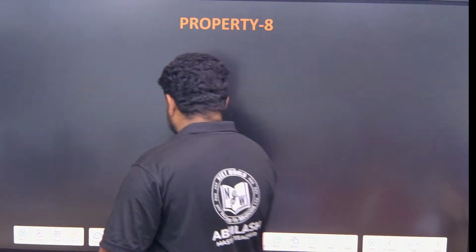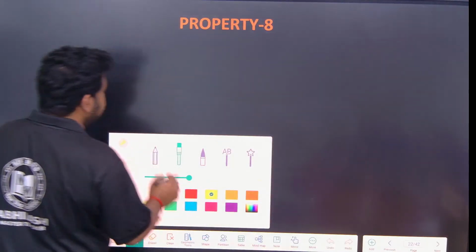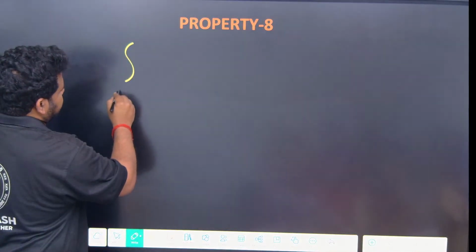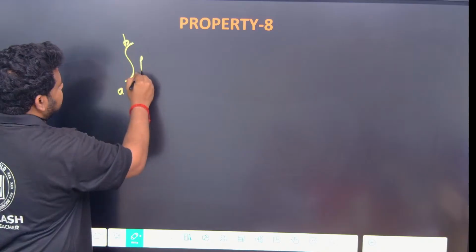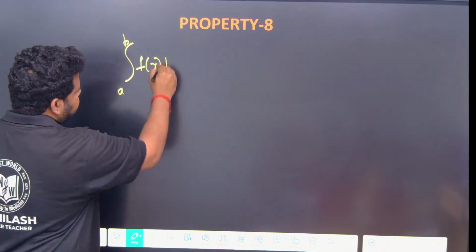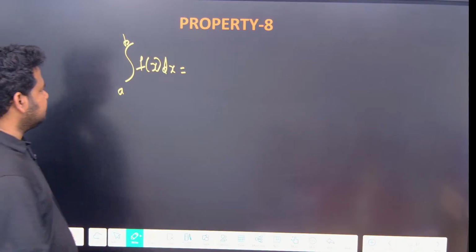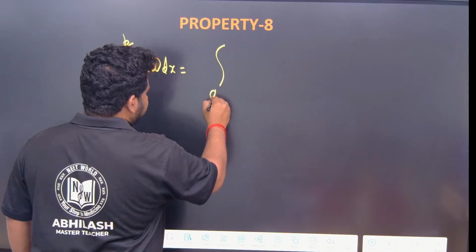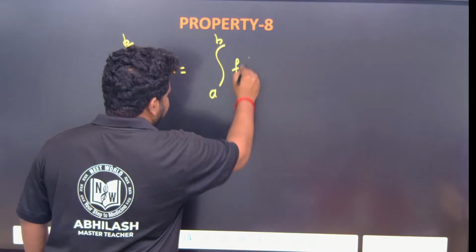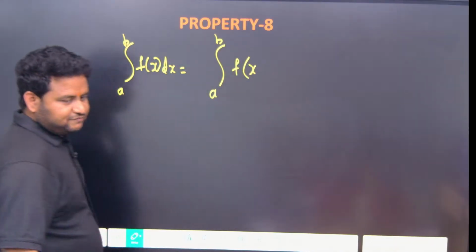Property number 8. All of you please write down property number 8. What does property number 8 say? If the integral of a to b f of x dx is given, property number 8 says that I can write a to b f of x.